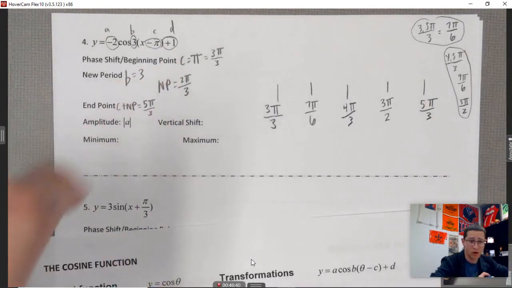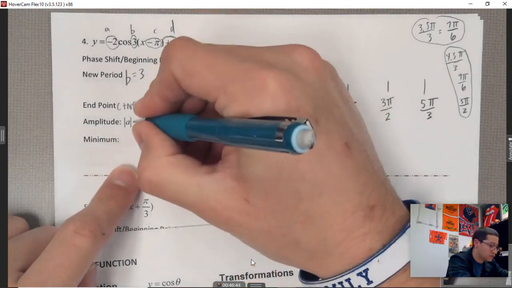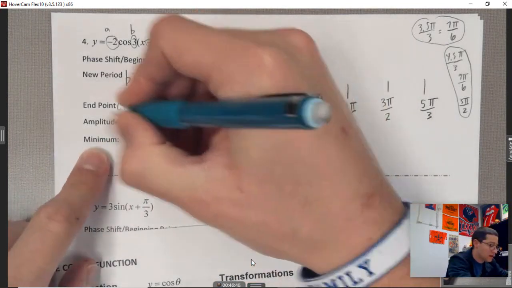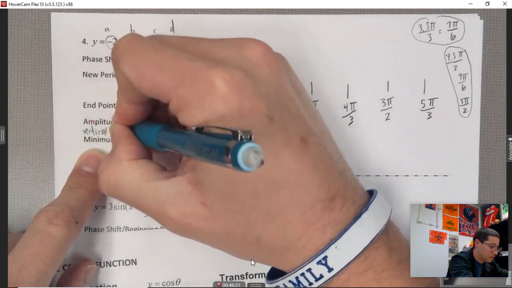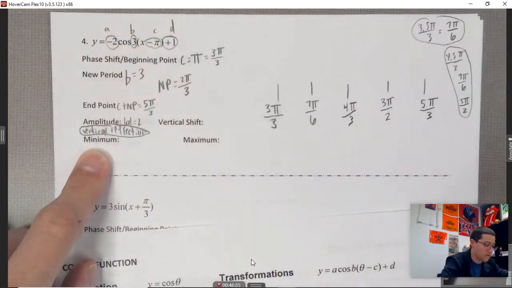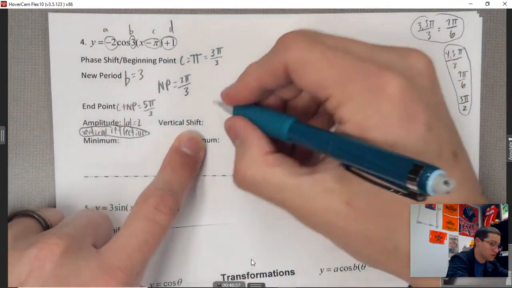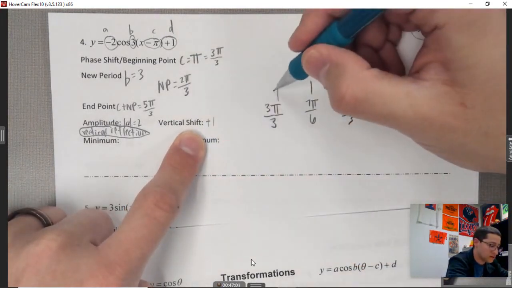Baseline here is going to be 1. Okay, so let's get our amplitude first. The amplitude is 2, okay, but keep in mind it's a vertical reflection. So you got to be careful here. You got to be careful with that vertical reflection. But the vertical shift, that's going to be up 1. So let's just go ahead and write our baseline now.